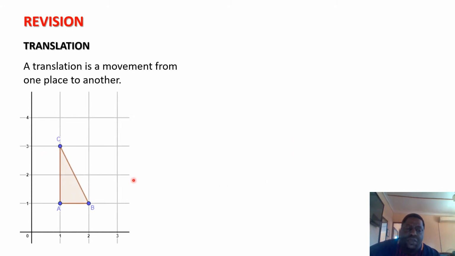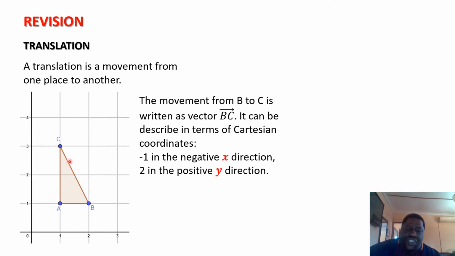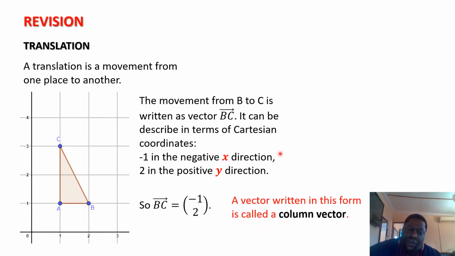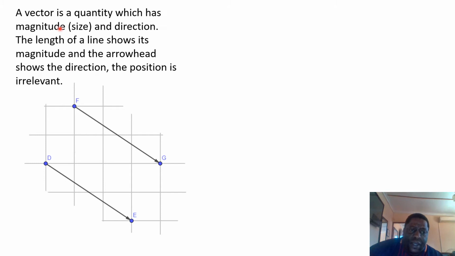So if I have triangle ABC, as you can see here, and you want to translate it, the movement from B to C is written in vector notation, capital letter B, C with an arrow on top of it. Okay, so you can say, well, you're going -1 in the negative direction of X, and then you go 2 values up. All right, as a vector, it can be written as -1, 2. All right, and this is called a column vector. Now, there are many ways that you can represent vectors, but this is going to be the basis at which we are working from.